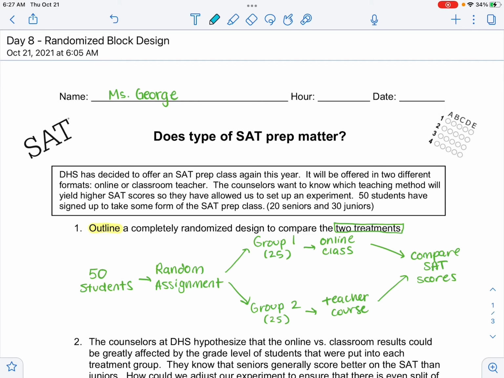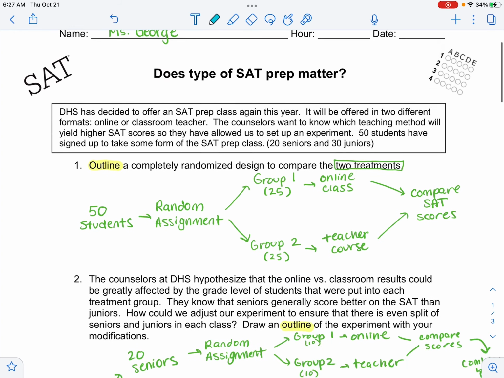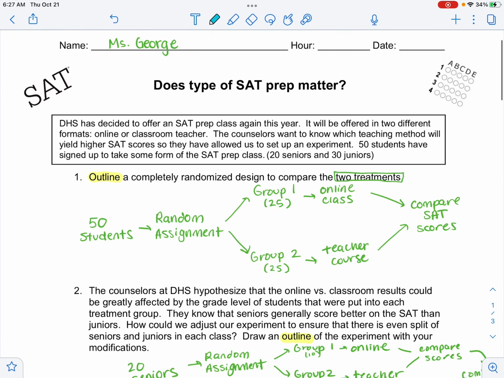Hi guys, so we're going to go over the important ideas for today's lesson. In the first one, you should have some type of outline similar to this for those two treatments.